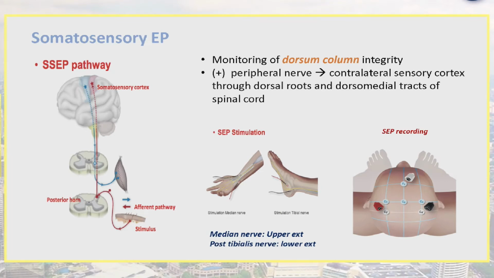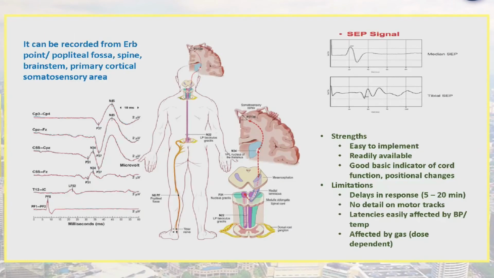and we record the SEP at the cranial area or at the point of interest according to the 10-20 International System Standard. Okay, so it can be recorded from Erb's point or popliteal fossa. It depends on the muscle that we monitor, median or tibialis anterior. Then we monitor at the point of spine, brainstem, primary cortical somatosensory area. As I mentioned before, you can see the point of interest they put already, N22. This is the point of interest where they want to see if there is any deficit along the junction from the periphery up to the brain.